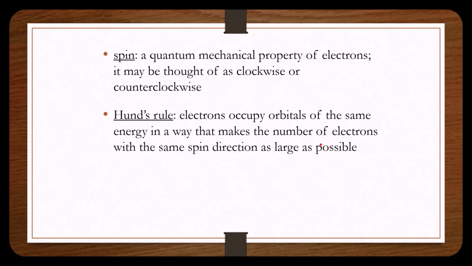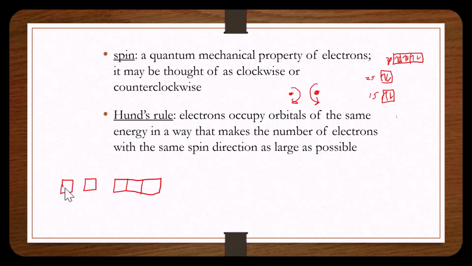Spin is a quantum mechanical property of an electron. It may be thought of as clockwise or counterclockwise. So 1 arrow going up would indicate one direction, and 1 arrow going down would indicate another direction, or clockwise and counterclockwise. Hund's rule: electrons occupy orbitals of the same energy in a way that makes the number of electrons with the same spin direction as large as possible. So what that's saying is when we go to the 2p orbital, we would fill this up with electrons going in the same direction because they're the same energy first to make it as large as possible, and then come back and fill the rest with opposite spins.